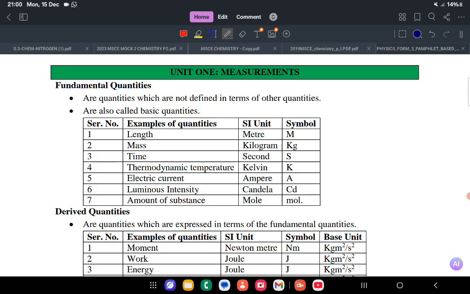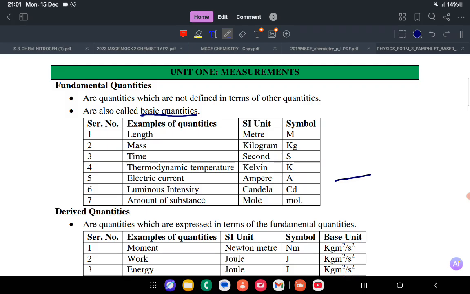What are fundamental quantities? Fundamental quantities are defined as quantities which are not defined in terms of other quantities. In other words, fundamental quantities are the most basic quantities. They are starting quantities. Everything measured starts with fundamental quantities.